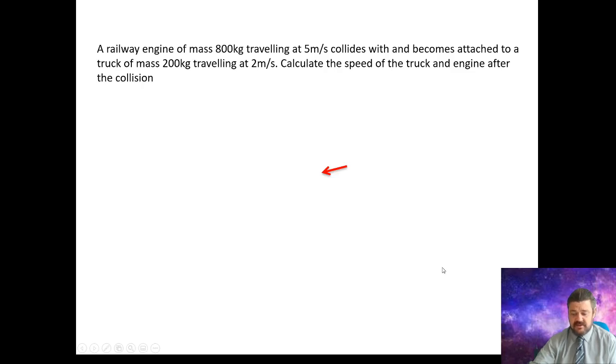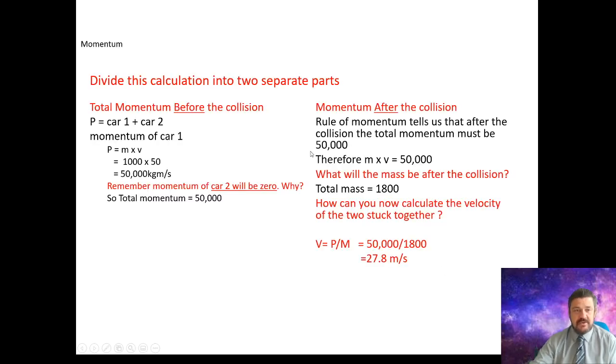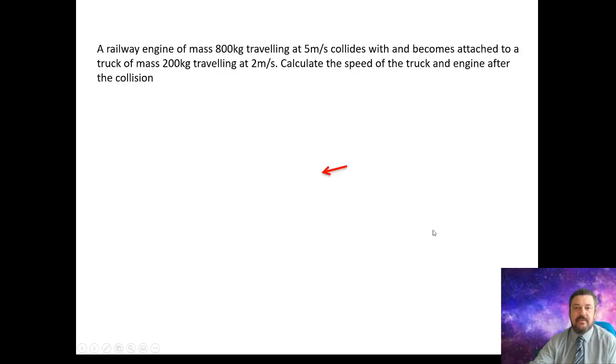And that is it. That is it. All we do is solve one side, then we take that and move it across to the other side, and use our new figures to solve the second part of the equation. It is nice and easy, but we must follow these steps: work out the total momentum before the crash, and then work out the momentum after the crash. So let's go through another example.